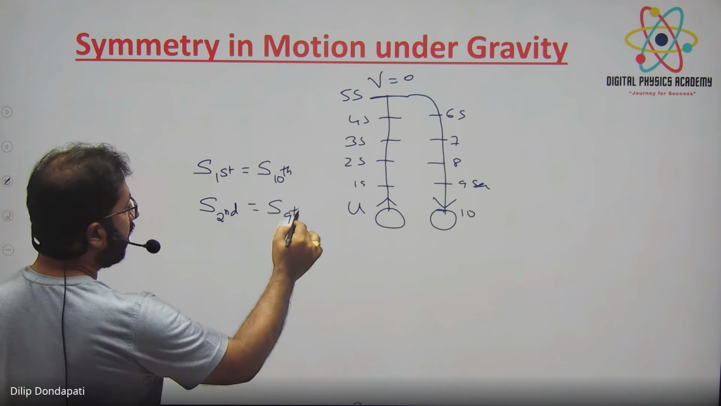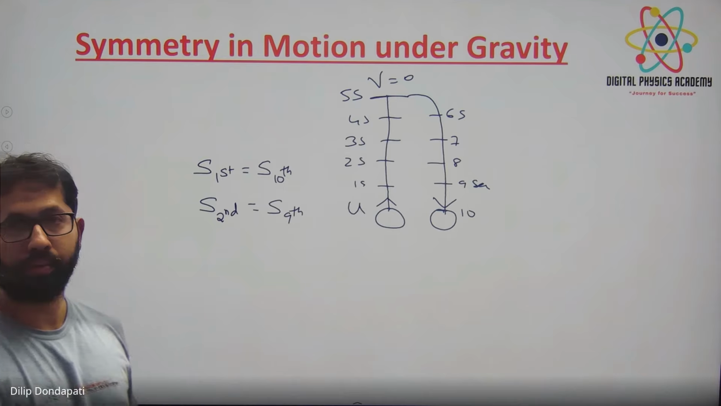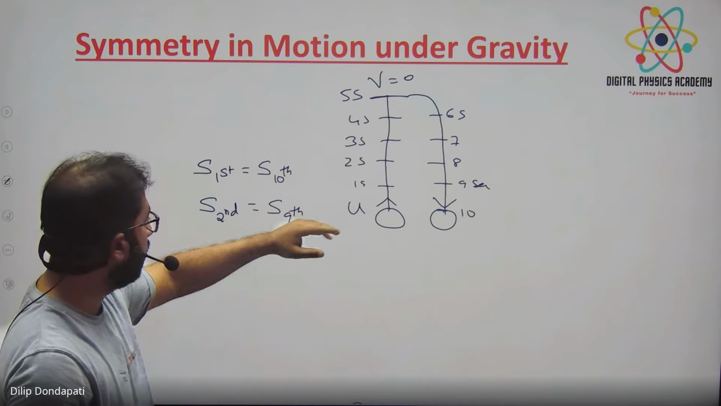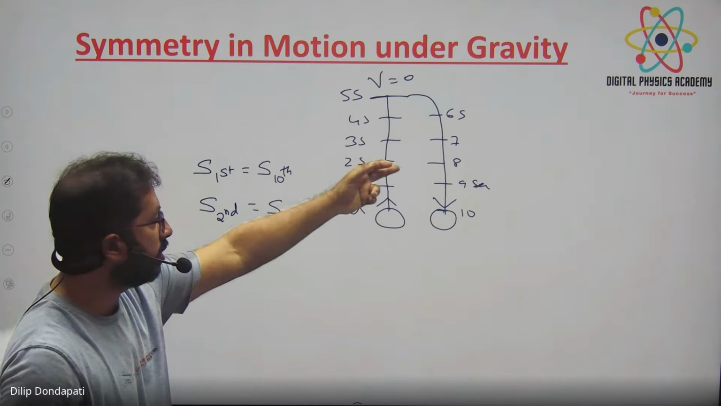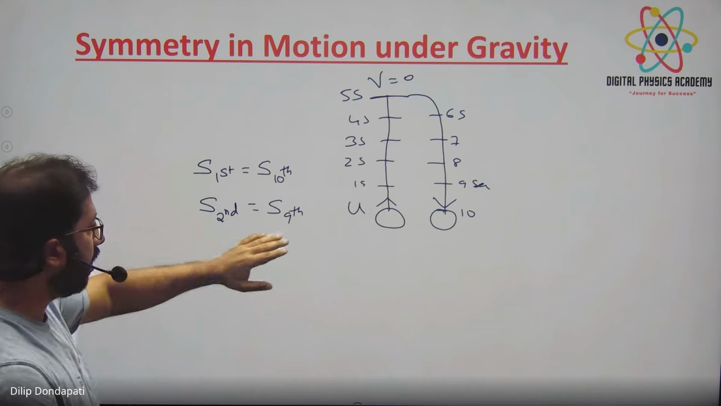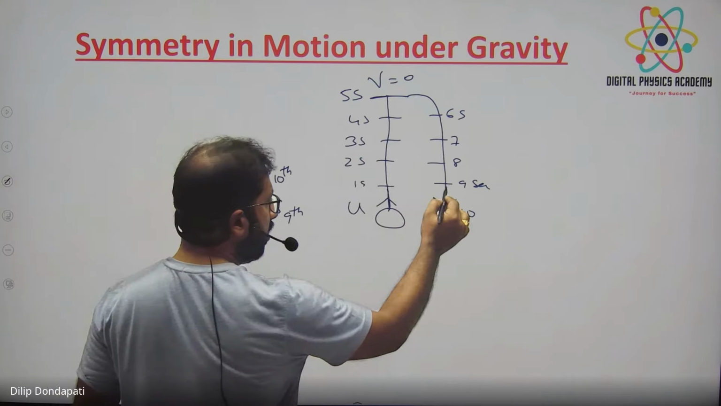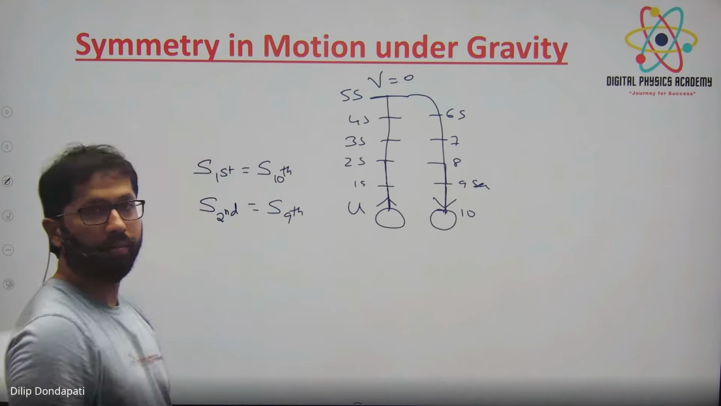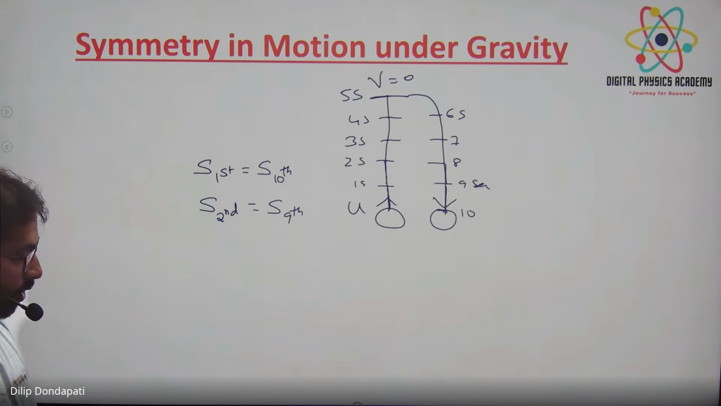This is called symmetry. This is all symmetry only, right? Time of ascent equals time of descent. Displacement in the first second is equal to displacement in the 9th second. Whatever distance is covered going up, the same distance is covered while coming down. This is symmetry. Write it down.